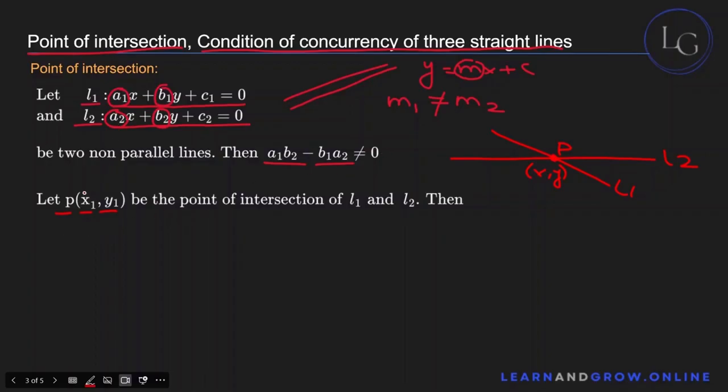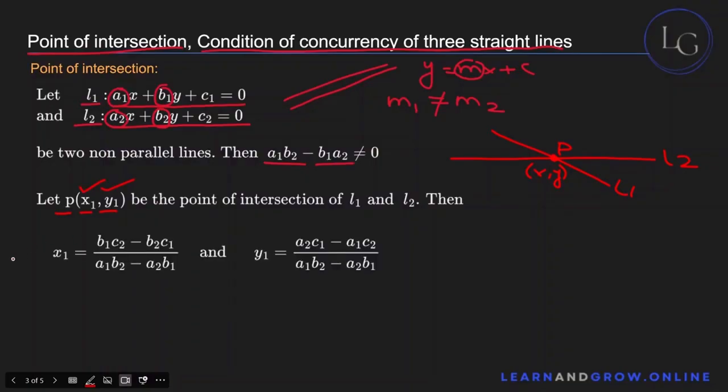And you can find out the values of this x1 and y1 by using this: x1 is equal to b1c2 minus b2c1 over a1b2 minus a2b1, and y1 is equal to a2c1 minus a1c2 over a1b2 minus a2b1. So it's easier if you note down the coefficients of x, the coefficients of y, and the remaining constants from both lines, and then just place them in these two equations.